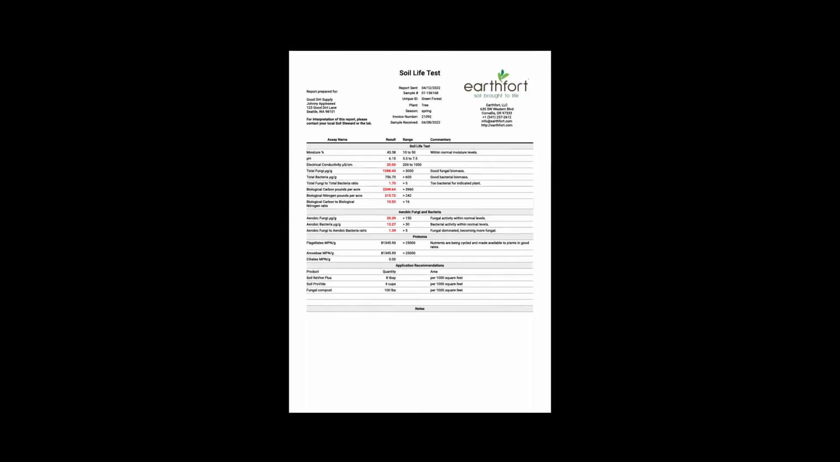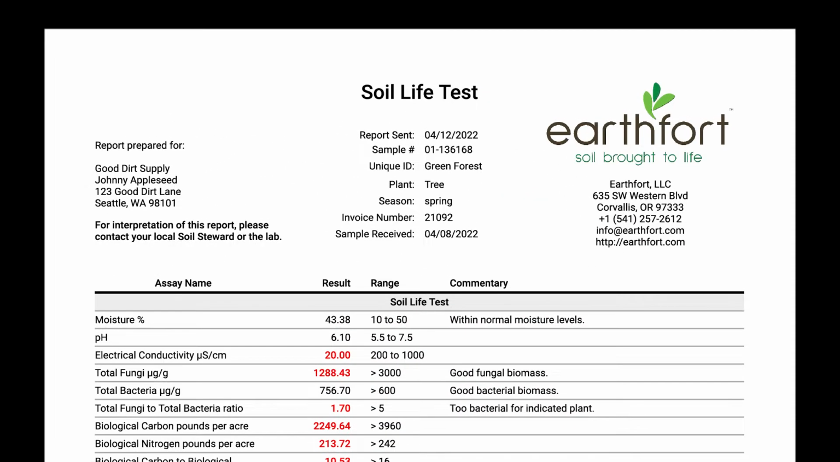Here is your report. Along the header of your report, you will find the report type, your personal details, the date the report was sent to you, the sample number, and your unique ID. This is also where your plant type is listed, the season of the year in which your sample was taken, and the date when the sample was received by our lab. This is important to include as your sample data is processed through our database compared side by side with the seasonality of over 30,000 samples from the last 20 years.